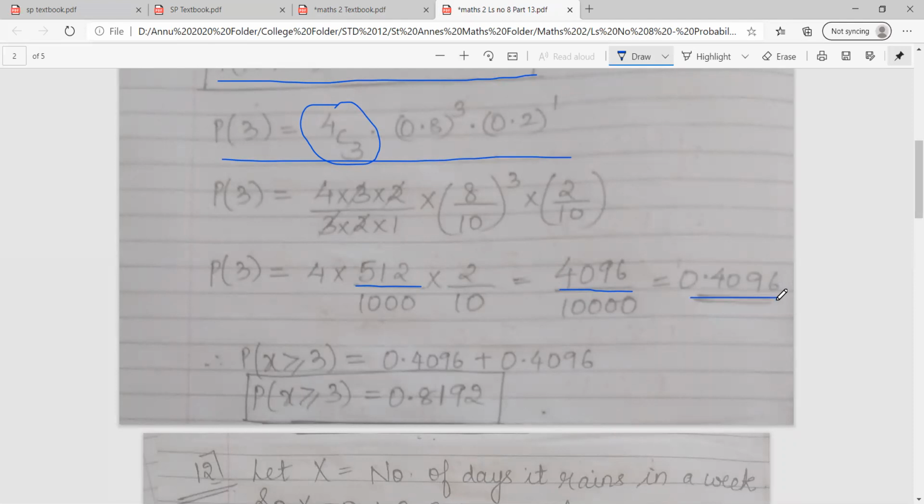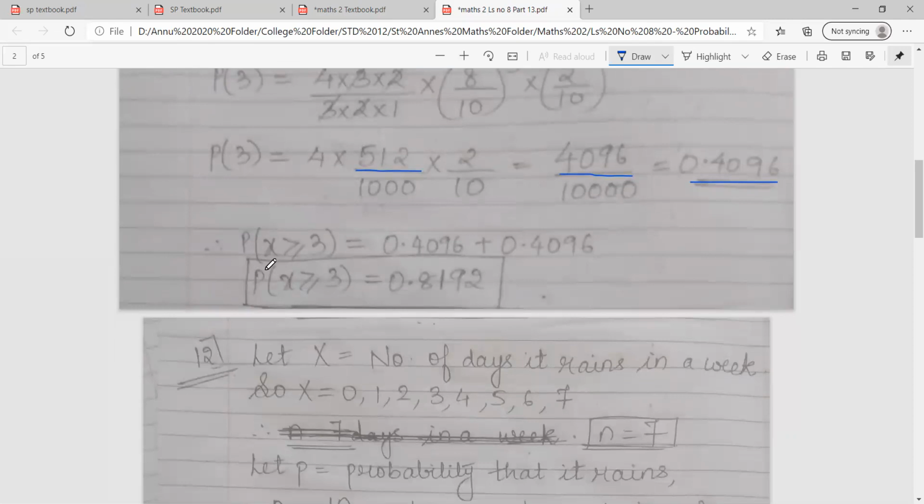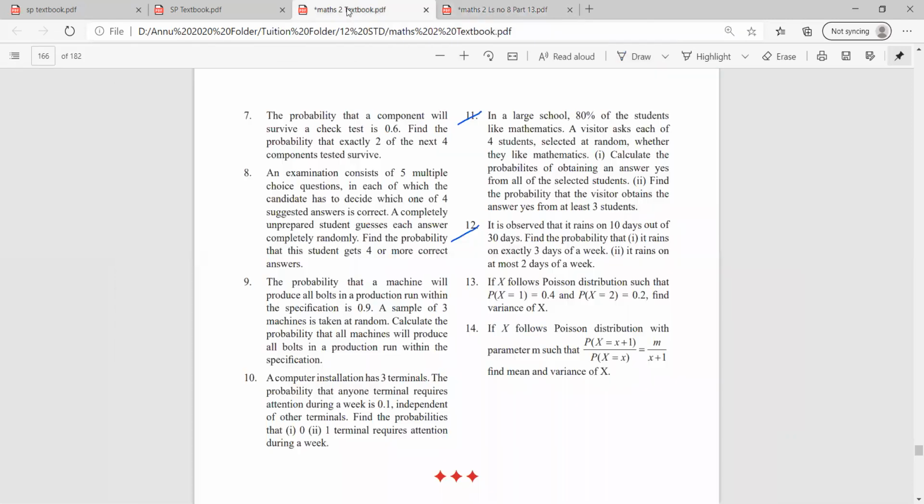0.4096. So I'll substitute this in the equation and I get probability of x greater equal to 3 is equal to 0.4096 plus 0.4096. On adding both of them together, I get 0.8192. So I hope the sum is clear to you class, sum number 11 is finished. Coming to the next word problem, very, very important from exam point of view.